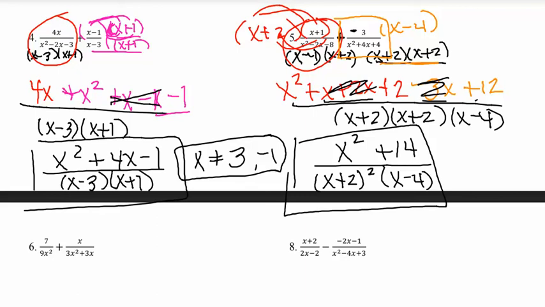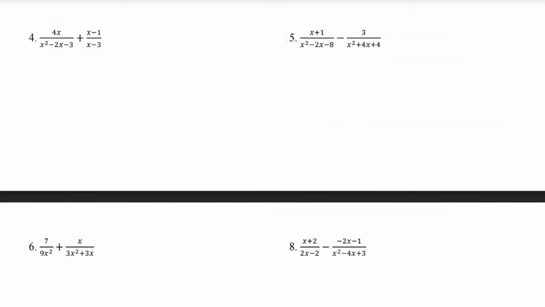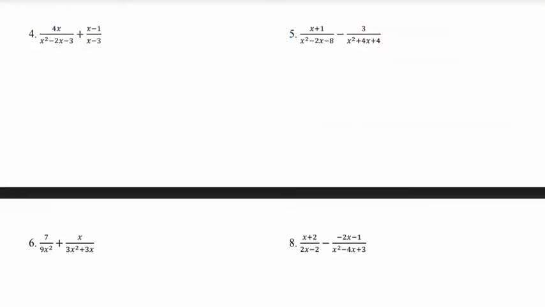But now I'm looking at my answer key. Oh wait, hold on. This is number 5. Yep, looks good. So my domain restrictions would be negative 2 and 4. So let's go ahead and flip your paper, and let's do one more together.